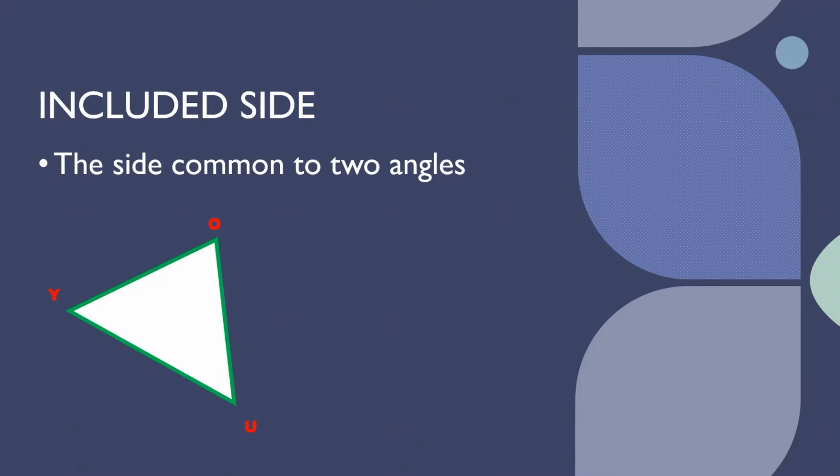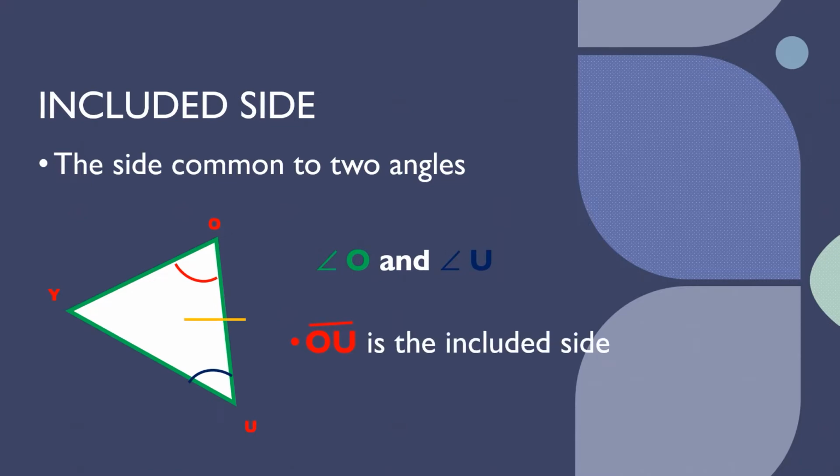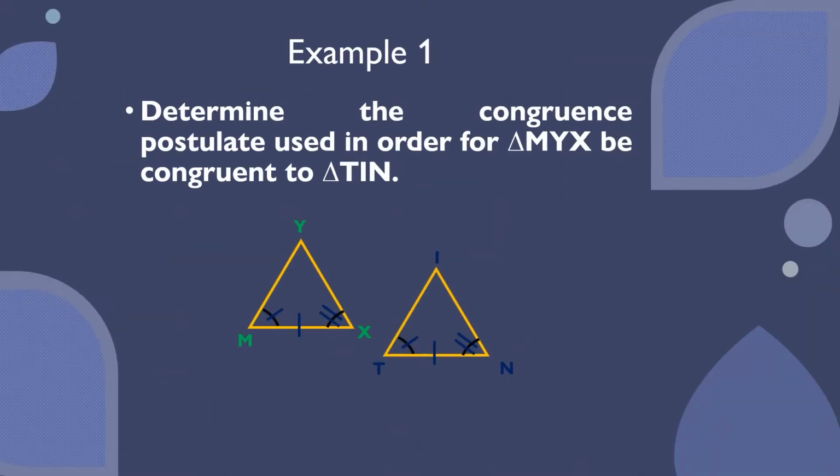We have triangle YOU with the following hatch marks: angle O and angle U. Then, side OU is called the included side since it is the side common to the two angles. Let's have this illustrative example. Determine the congruence postulate used in order for triangle MYX to be congruent to triangle TIN.